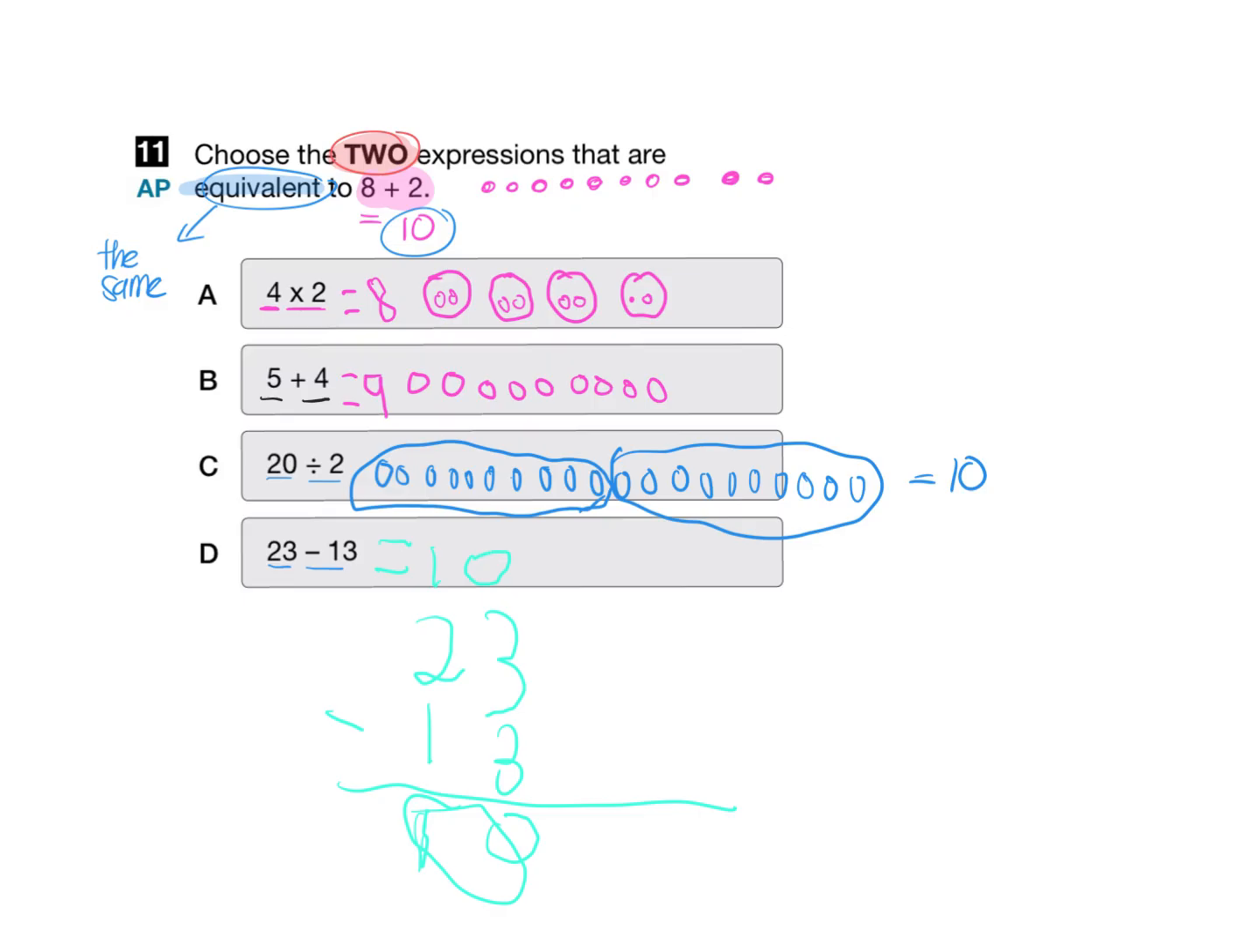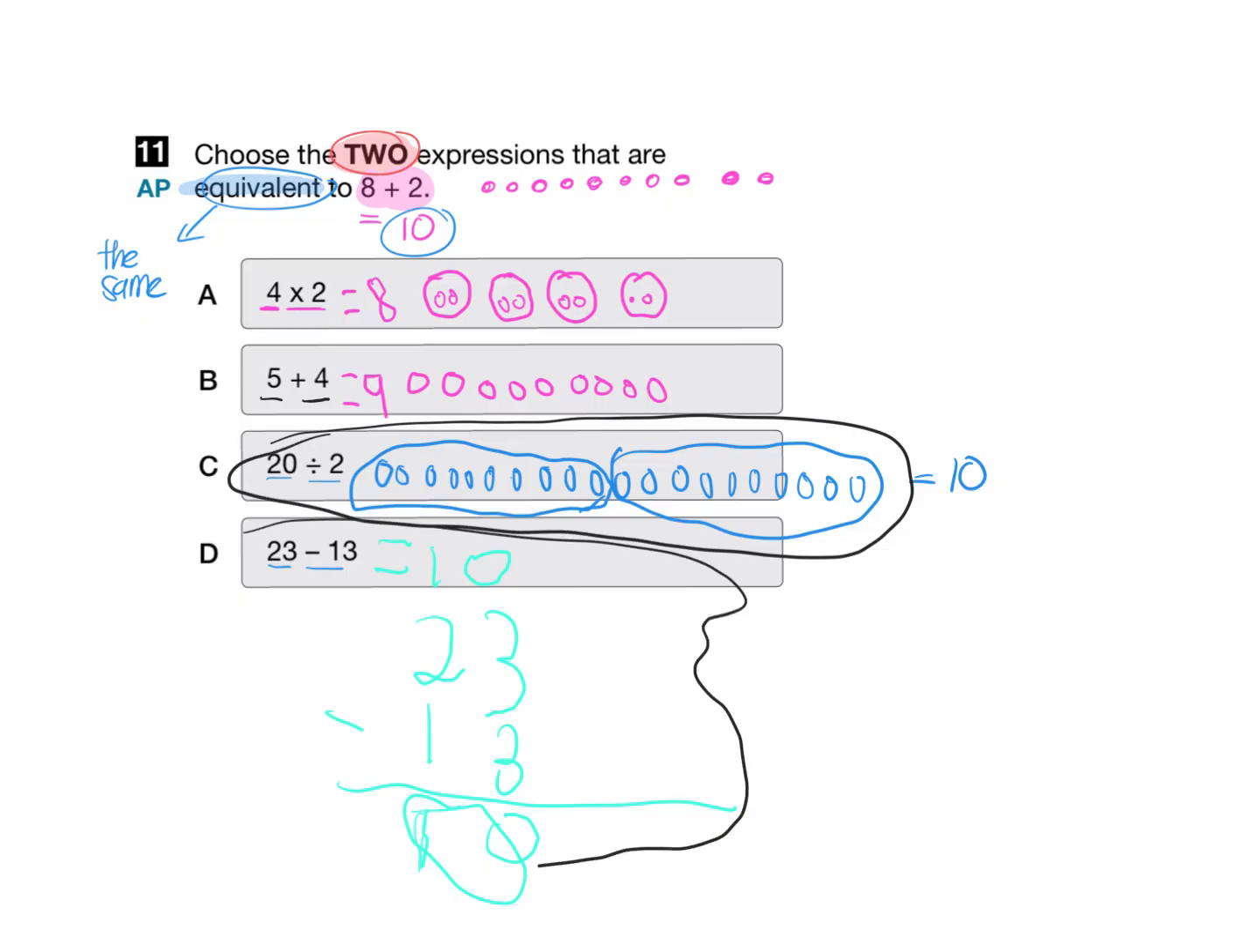Let's go back to the original question. It says, choose the two expressions that are equivalent to 8 plus 2. So was A equivalent to 10? Was B equivalent to 10? No. Was C equivalent to 10? Yep. Okay, so let's circle C. And it said find the two expressions. Was there another expression that was equal to 10? This one. Excellent work. Very well done. So we know that the correct answers are C and D.